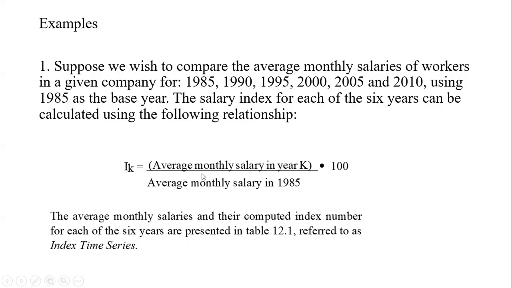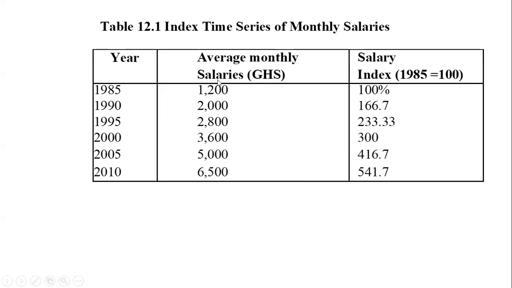I_k is equal to what? The average monthly salary in year k divided by the average monthly salary in 1985. That's the base year. Then you multiply by 100, or 100%. So the average monthly salaries and their computed index number for each of the 6 years are presented in the next slide. And this is referred to as an index time series. So that is what you see here.